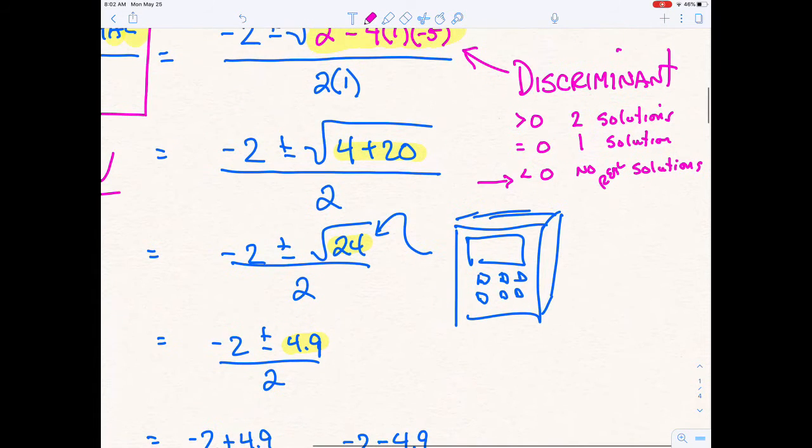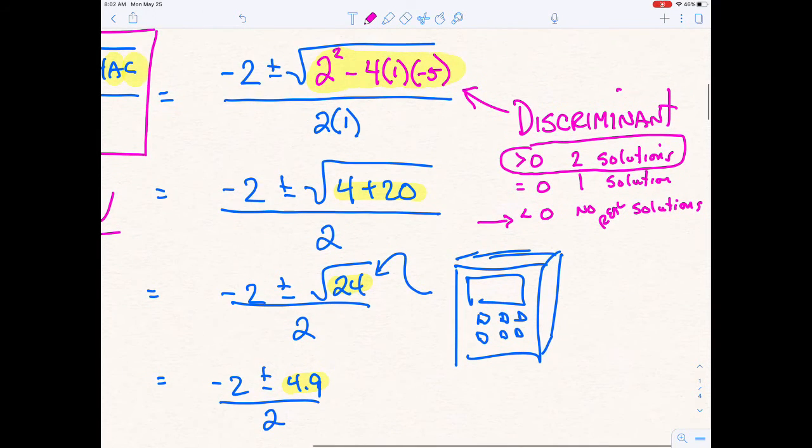Now, with the discriminant done, look at what that discriminant is. It's positive, which is this one. It's greater than 0, so we're going to get 2 solutions. Okay, so we're going to get 2 solutions. How do we get 2 solutions out of one equation? Well, let's check it out.